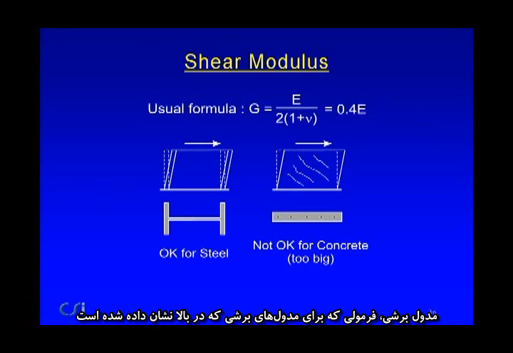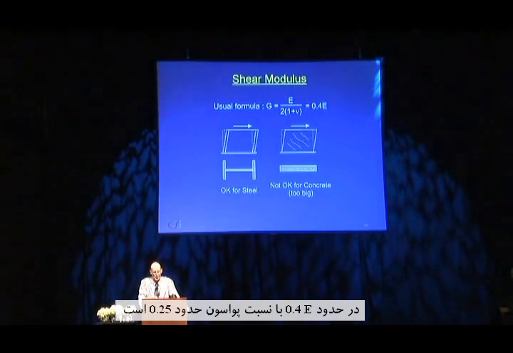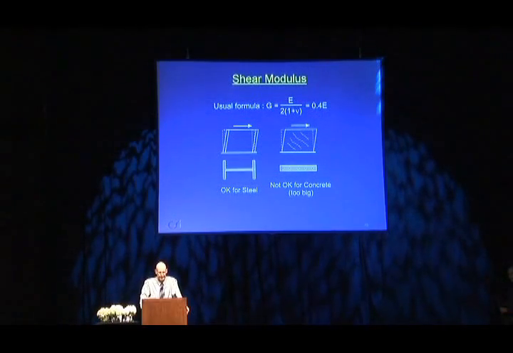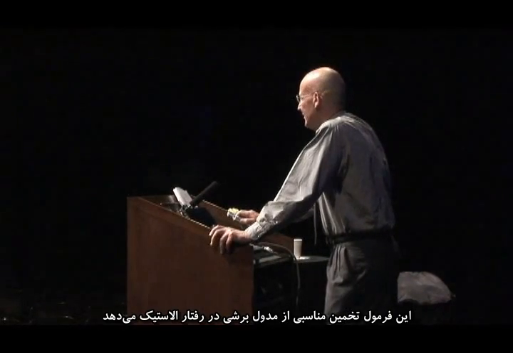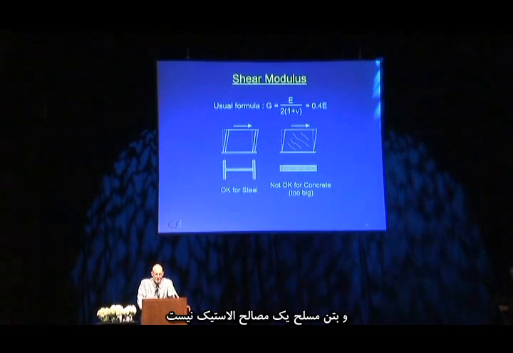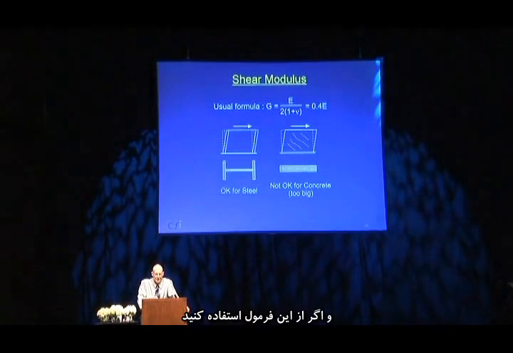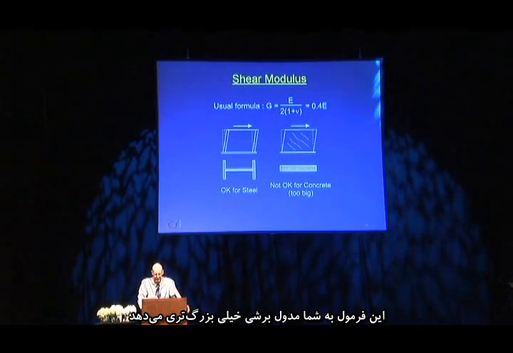Shear modulus. The usual formula for the shear modulus is shown at the top here. It's pretty common. It's about 0.4 E, with Poisson's ratio about 0.25. This is fine for steel. That gives you, for elastic behavior, a pretty good estimate of what the shear modulus is. But it's not okay for concrete, because this formula up on top applies for an elastic material, and reinforced concrete is not an elastic material. It cracks when you have shear, and if you apply this formula it's way too big. It gives you much too large a shear modulus.